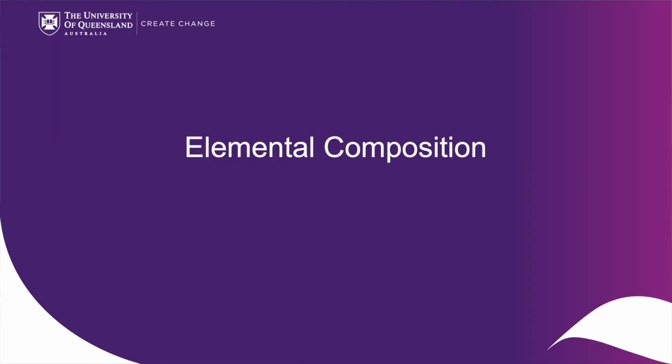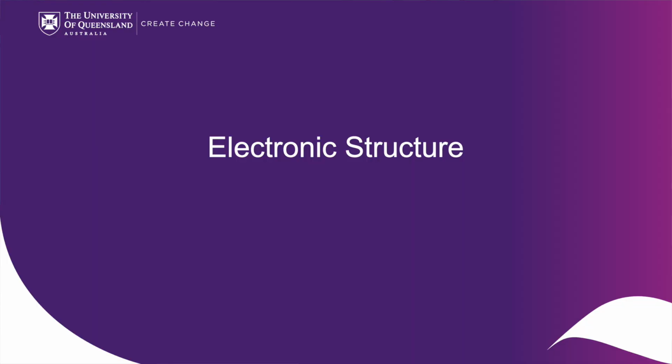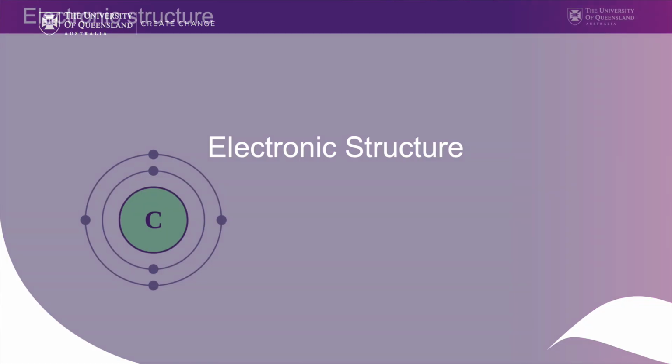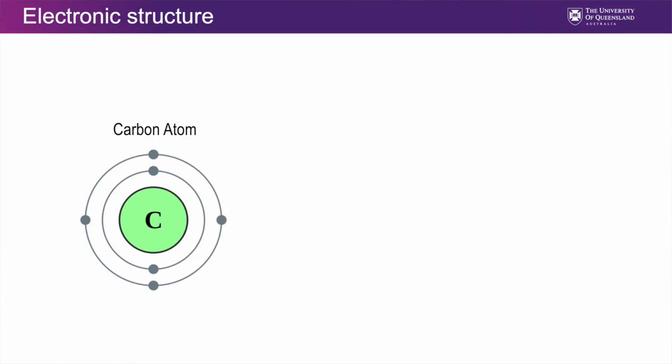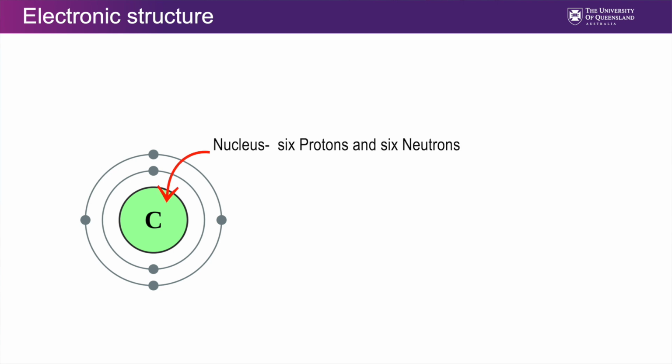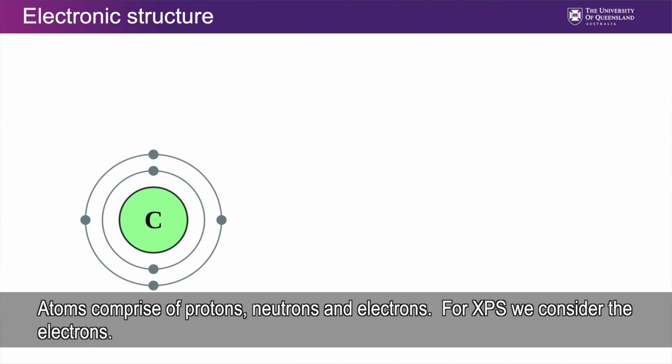Now we'll talk about elemental composition, just so you're familiar with how this relates to XPS and how we can actually use XPS. Firstly, we'll consider electronic structure. So here we've got an atom of carbon. It's got a nucleus which contains 6 protons and 6 neutrons, and it's got these electrons in the outer shell. Atoms comprise protons, neutrons and electrons. For the purpose of XPS, we only need to consider the electrons.